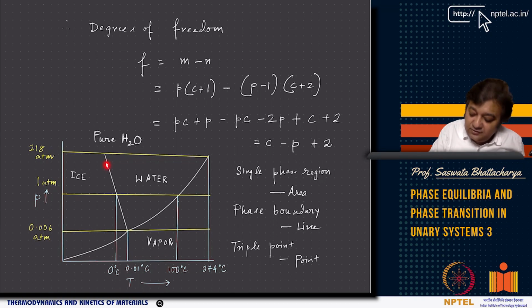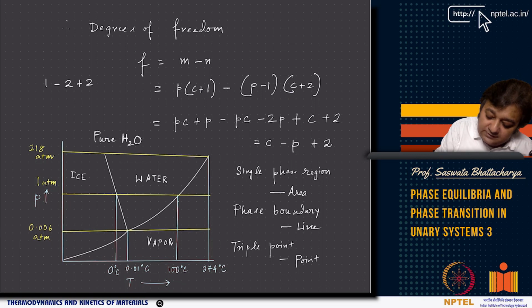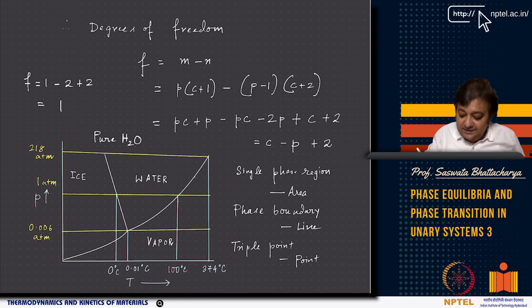So F equals C, C is basically one component, 1 minus 2 plus 2. So basically you have one component, and you have two phases, and plus 2. So F equals 2 minus 1, which is equal to 1, right? So basically it presents a line. Therefore it is always represented by a line.